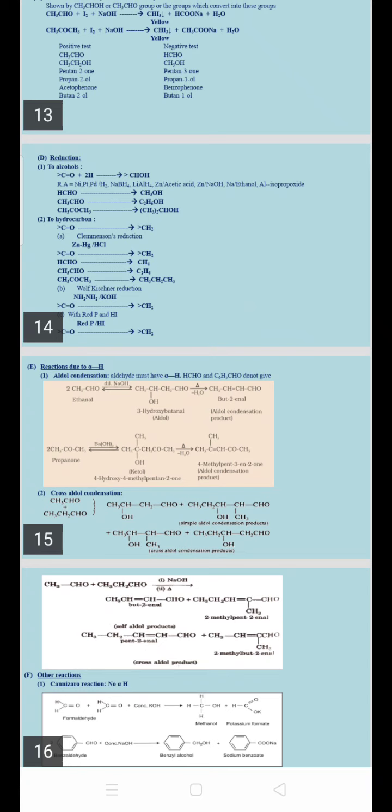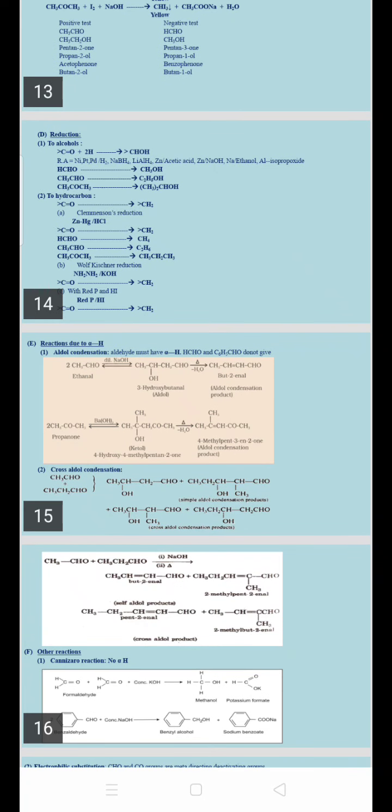Let us move to the third reaction, which is called Wolff-Kishner reduction. In Wolff-Kishner reduction also, your aldehydes and ketones are reduced to hydrocarbon, but the only difference is, in Clemmensen reduction we used zinc amalgam and HCl, but in Wolff-Kishner reaction we will be using hydrazine and potassium hydroxide.